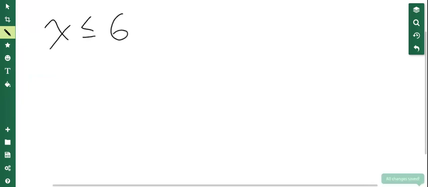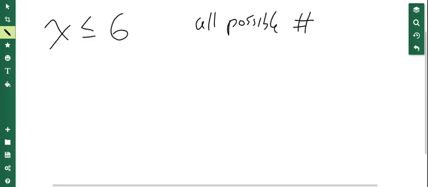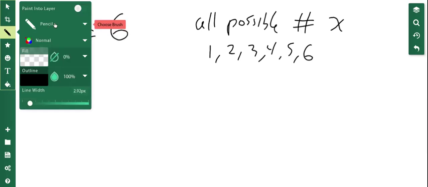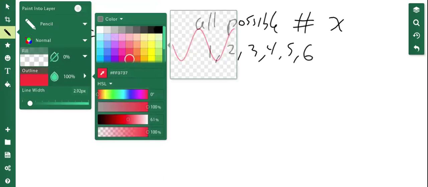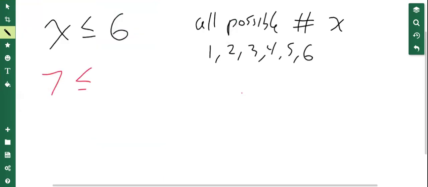So these are all the possible numbers that x can be that are less than or equal to 6. So we have 1 can be it, 2 can be it, 3 can be it, 4, 5, and even 6 because it's less than or equal to. However, 7 cannot be it, because 7 makes this false. Is 7 less than or equal to 6? No. 7 is greater than 6, so it cannot happen.